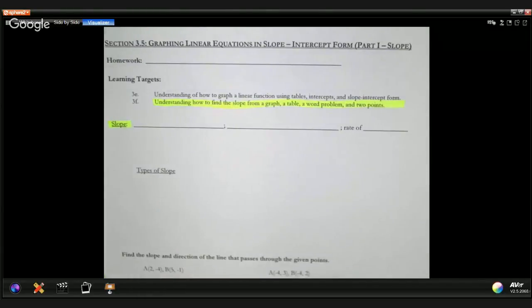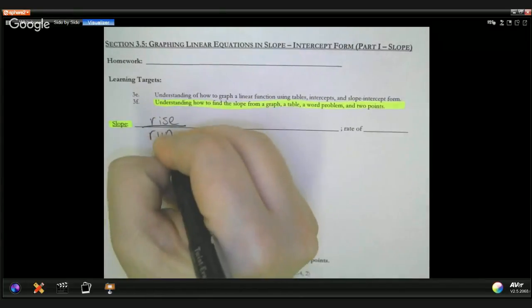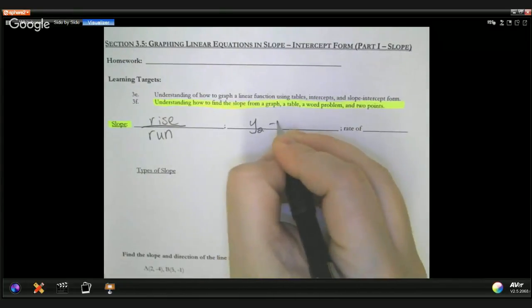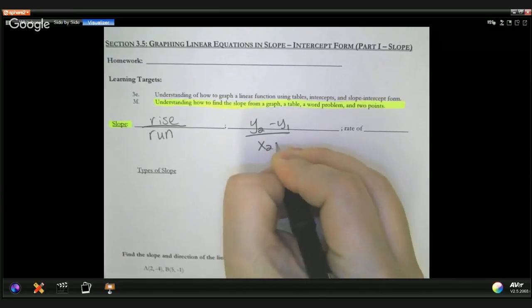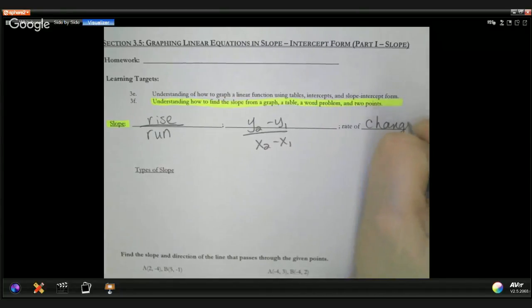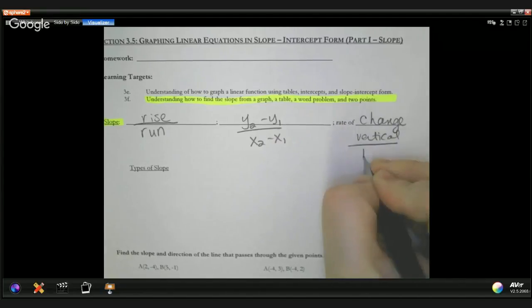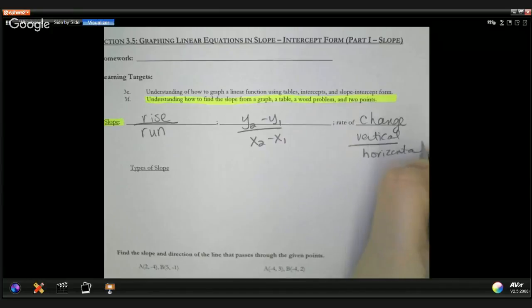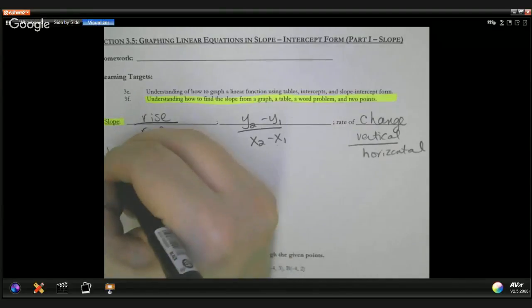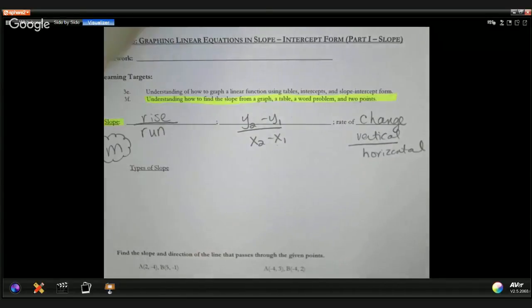All right, slope is just rise over run. The formula for slope is y2 minus y1 over x2 minus x1. And it's also a rate of change. When you change, it's your vertical over your horizontal. That's why it's y's over x's and rise over run. It's your vertical over your horizontal. There is an abbreviation for slope, and it's the letter M. So whenever you see the letter M, you need to know that that is talking about slope.